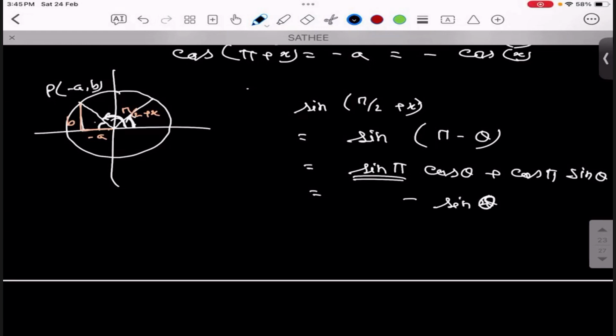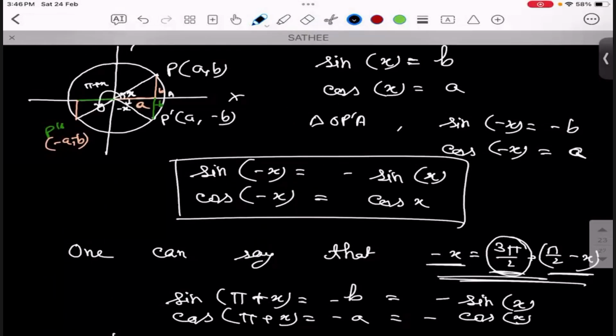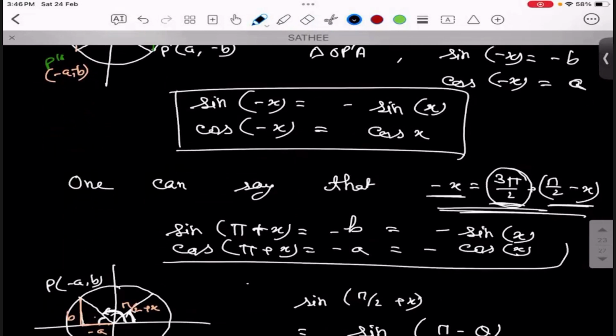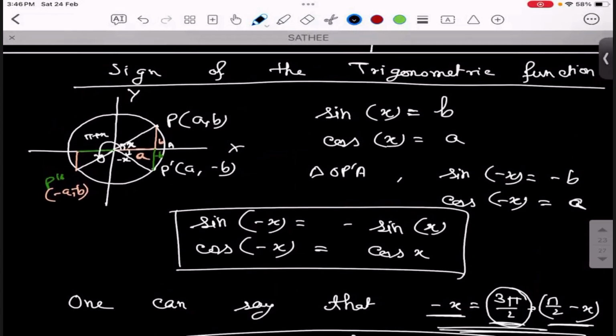We will not discuss this here because it will be a little confusing, since we have used this formula and have not discussed it yet. But one can find sin of pi plus x and cos of pi plus x values similarly this way. Using the lengths of a and b, we can easily find these things.